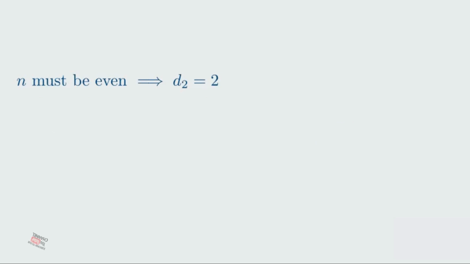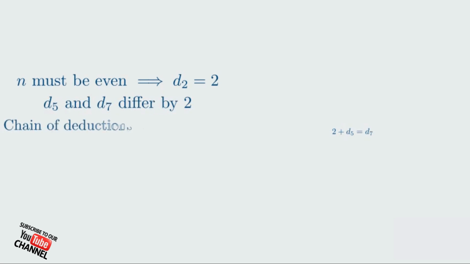So, our previous assumption needs to be flipped. The number n absolutely must be even, which means its smallest prime factor, d2, is exactly 2. This gives us the relationship 2 plus d5 equals d7, meaning d5 and d7 are divisors of n that differ by exactly 2. By systematically testing the possible values for the divisors d3, d4, and d5, and using the fact that products of divisors are often divisors themselves, we can build a chain of deductions.